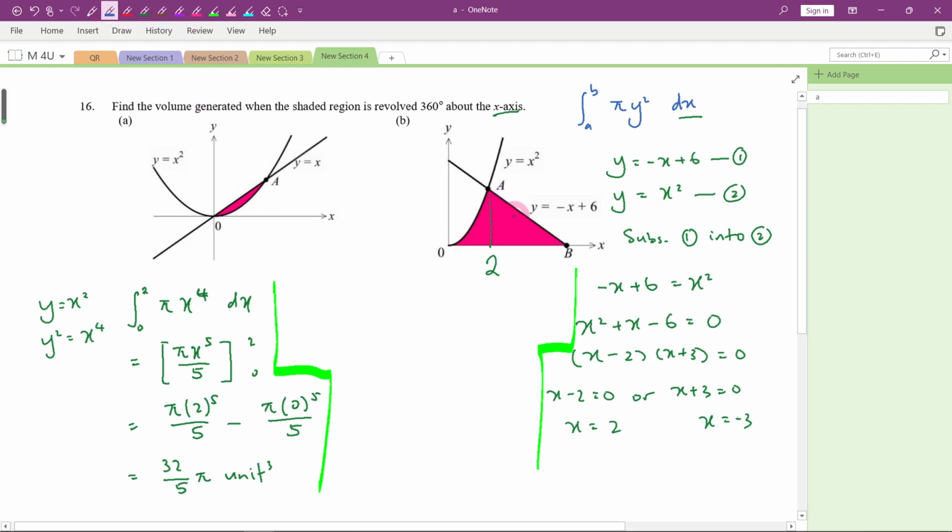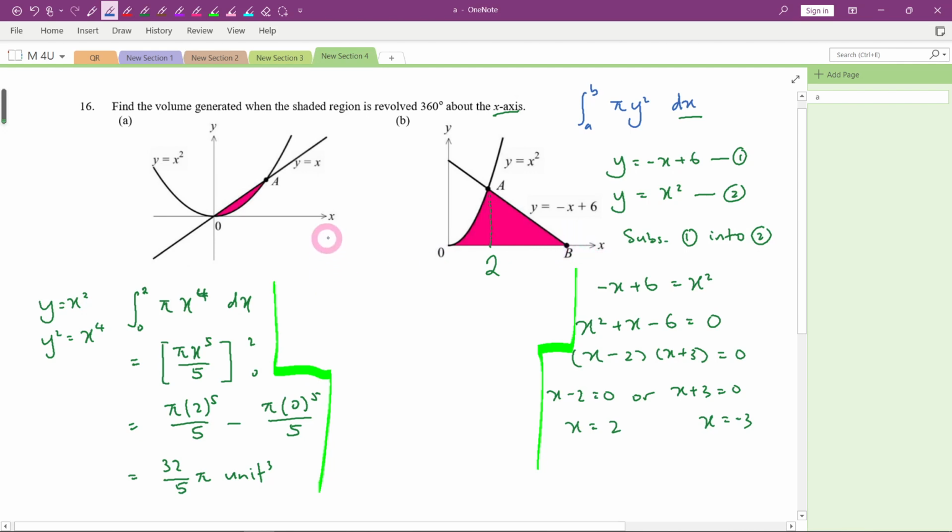This time I will use the cone formula, 1 over 3 pi r squared times height. Height, I don't know that yet. If I want to know the height, or if I want to use the integration method to find the volume of revolution, I need the lower limit and upper limit. I need to find this point.